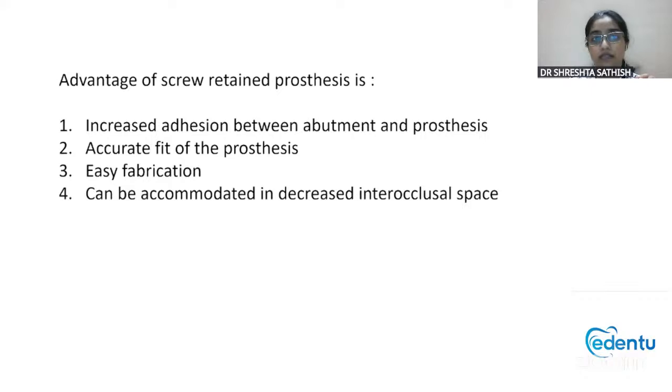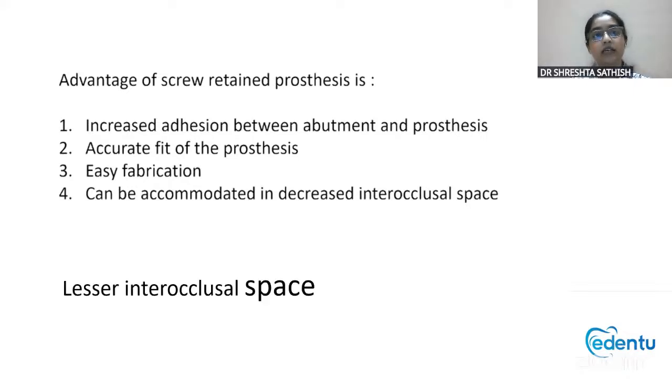That is the answer. Now, when you have to choose a prosthesis for an implant, you choose it based on the space available. If you have a space which is lesser than 5 millimeters or 4 millimeters, you always prefer to go for a screw retained prosthesis. More than 5 or 5 to 6 millimeters, it is always preferable to go for a cement retained prosthesis. Lesser interocclusal space.